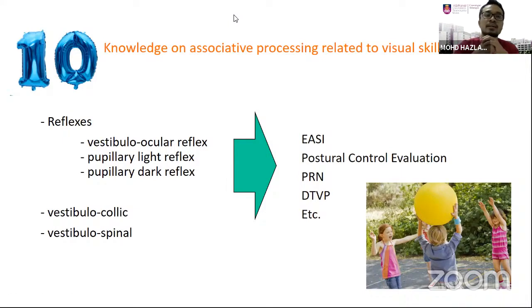If you can see there, they are reflexes. We call them the vestibulo-ocular reflex, pupillary light reflex, and pupillary dark reflex. All these, for example, number 1, vestibulo-ocular. This reflex states that there is a connection, neuroanatomically and neurophysiologically, between the oculomotor control and the vestibular system.